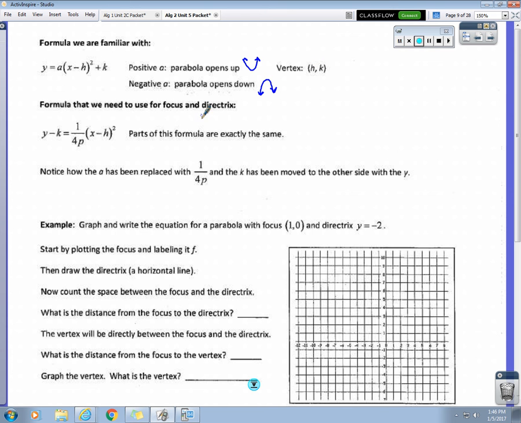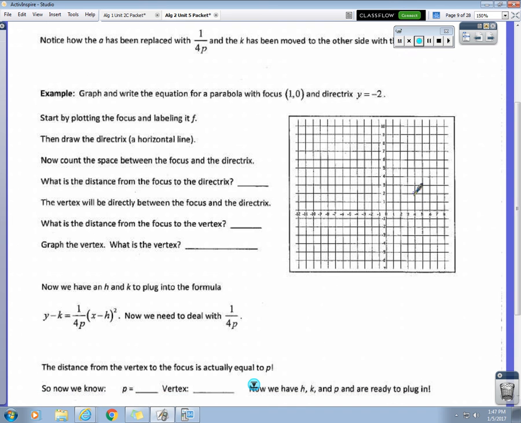The formula that we need to know for focus and directrix looks like this. Now, it's not that different. You can see that the k has now been moved over here, so it's minus k. And the a was replaced with 1 over 4p. Those are the only two changes. The a is replaced with 1 over 4p, and the k got subtracted over with the y.